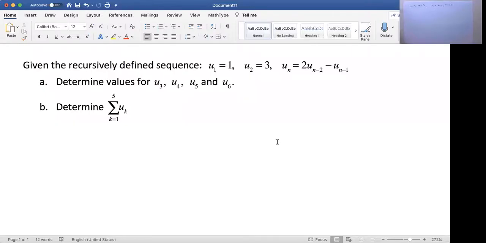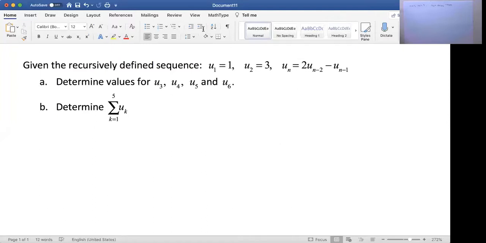So this question, we have a recursively defined sequence. The first term is 1, the second term is 3. The nth term, u sub n, is 2 times u sub n minus 2 minus u sub n minus 1. There are a lot of confusing pieces of notation here, but there's a way for us to make this work. We want to find the third, fourth, fifth, and sixth elements of this recursively defined sequence, and then find the sum of the first 5 elements.